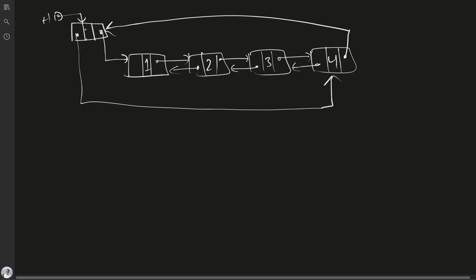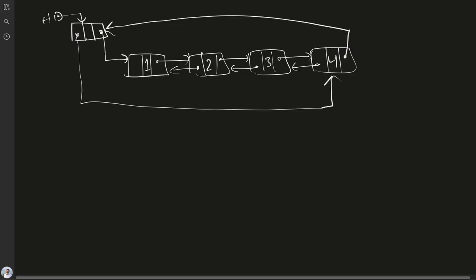And similarly, the next of the last node contains address of the dummy head node. So first of all, the dummy head node does not contain any value, so it just contains the garbage value. The next of it contains the address of the first node, and the first node contains address of the second node, and so on. So if we start from the dummy head node, we come to the first node. From first node we go to the second node, third node, fourth node, and then after the fourth node we come back again to the dummy head node.